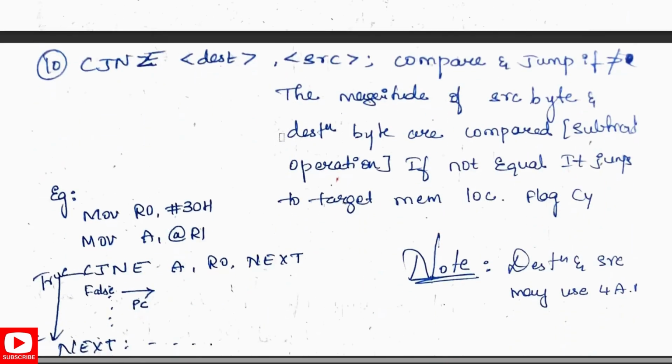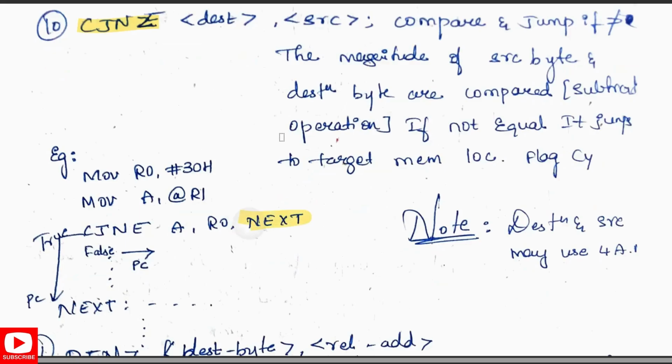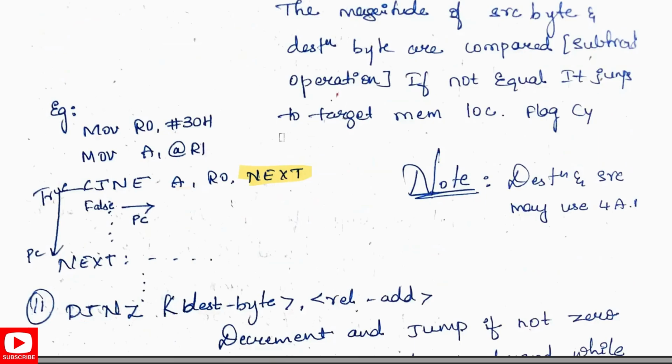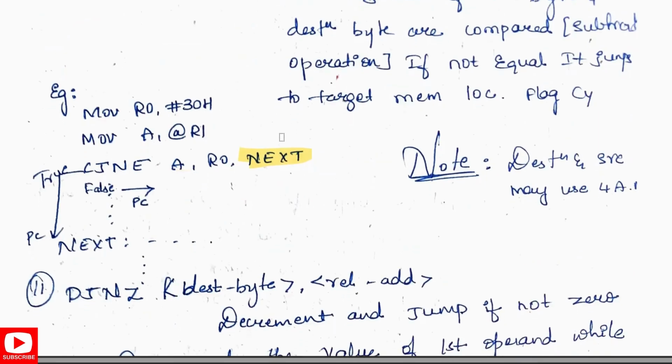Next, CJNE. This is compare and jump if not equal. You have to compare and jump. If it is not equal, then it will move to this loop. Compare these two and jump if it is not equal, or else stay there itself. Here the destination and source may use 4 addressing modes. Anything can be used in this.